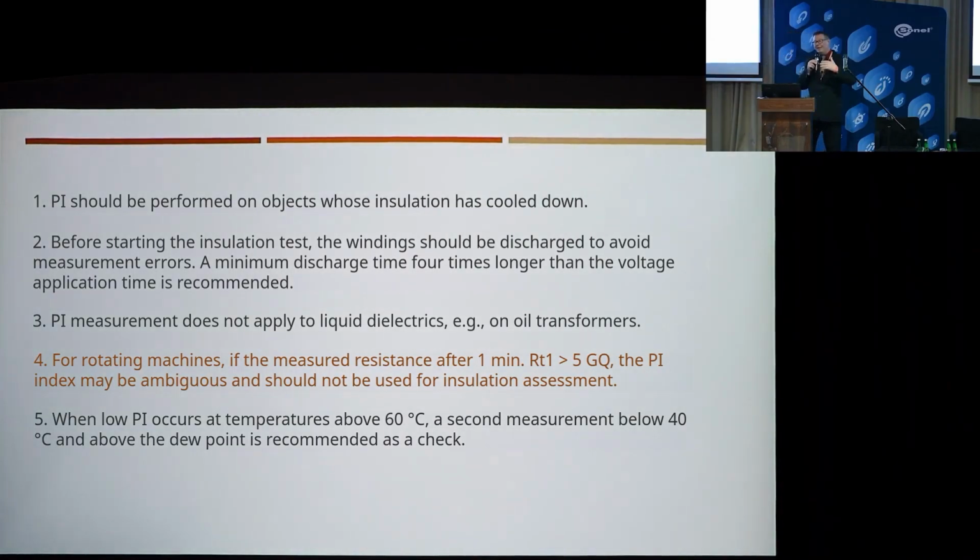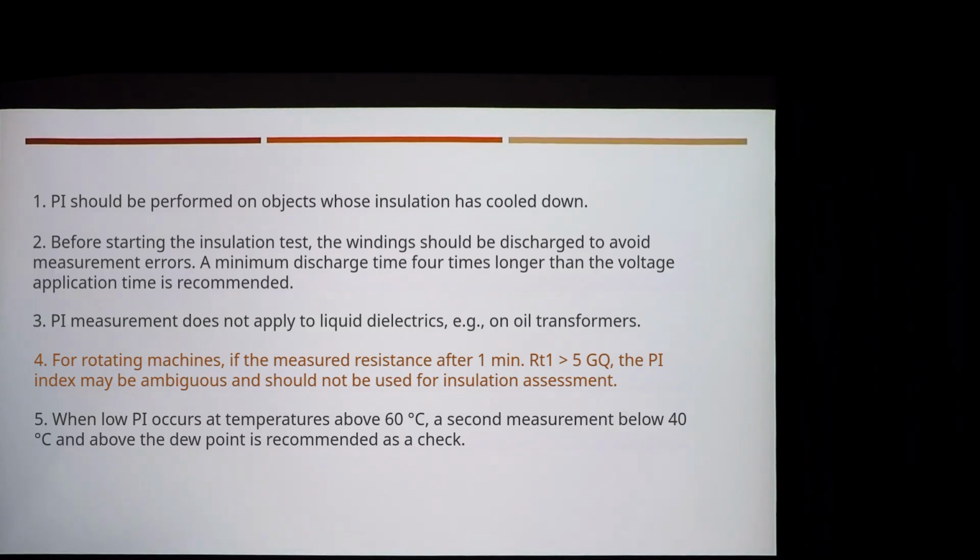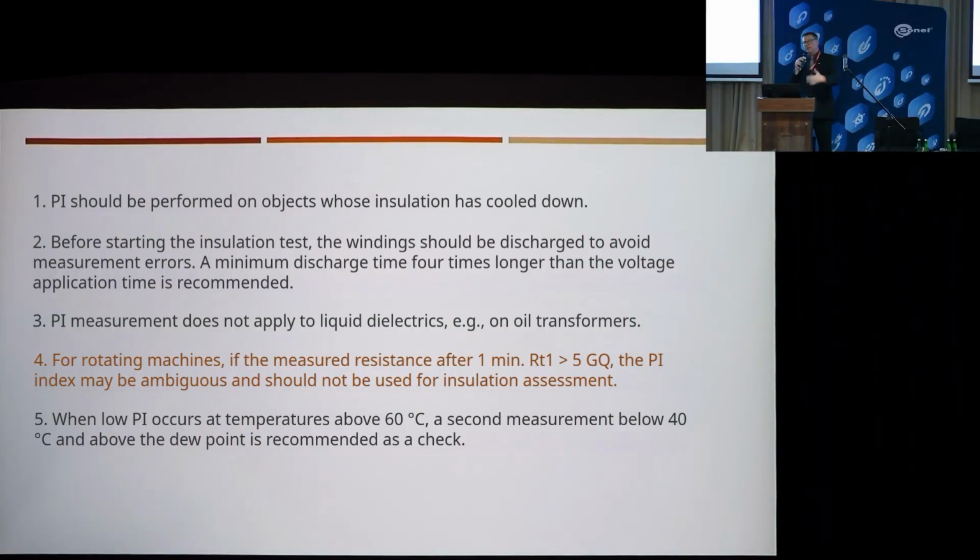Because if after 1 minute, and this PI ratio is the value after 10 minutes divided by what it was after 1 minute, if after that 1 minute we have already reached an insulation resistance level of around 5 gigohms, then it's very unlikely that anything would change drastically over the next few minutes. And in fact, if you consider only the polarization index, and if you decide that a motor like that has to be rewound, you're just wasting money. Because it turns out those motors were good.